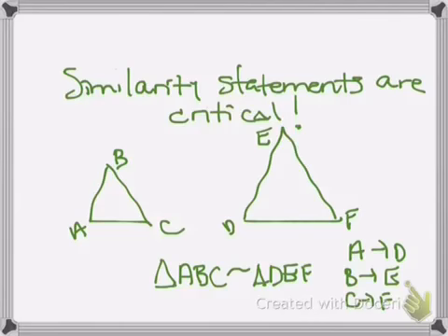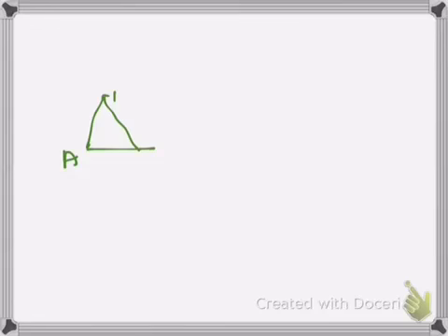Now similarly, if you look at the order of the letters, if you see side AB, that's the first and second letter on the left, they will correspond to side DE. Side BC would correspond to EF. Side AC would correspond to DF. And just follow the pattern of the letters from one triangle statement to the other triangle statement.